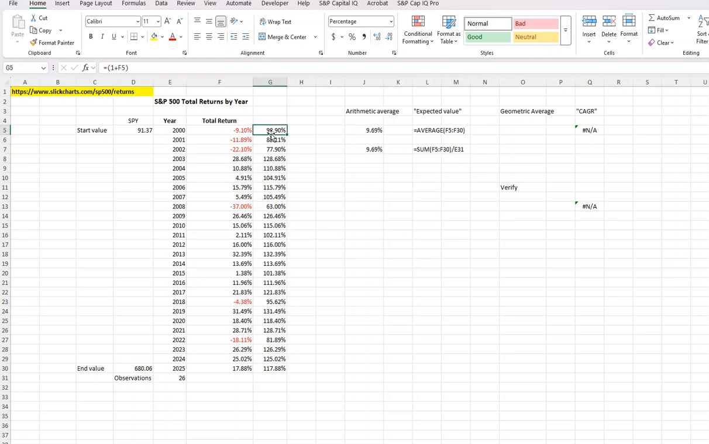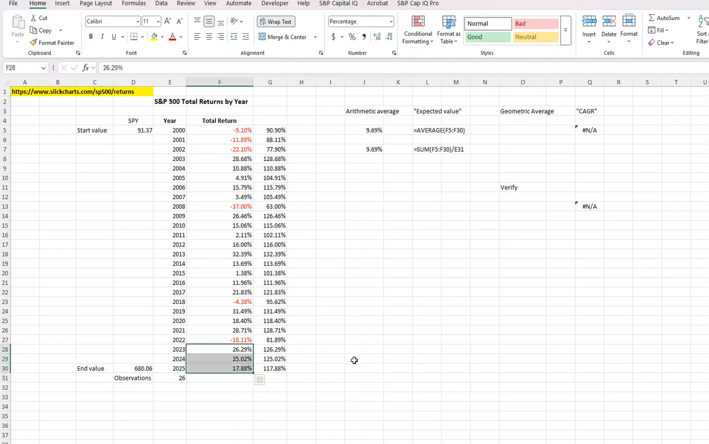So the first one is we'll do 1 plus this amount. So really the compounded or the geometric average is just simply 1 plus our return for that period. We multiply them together and then take it to the power of 1 divided by the number of observations, so 1 divided by t. And so it's giving us the root of 26, all right?